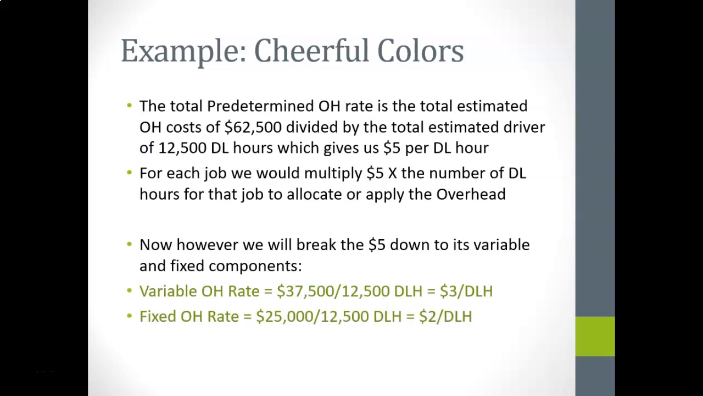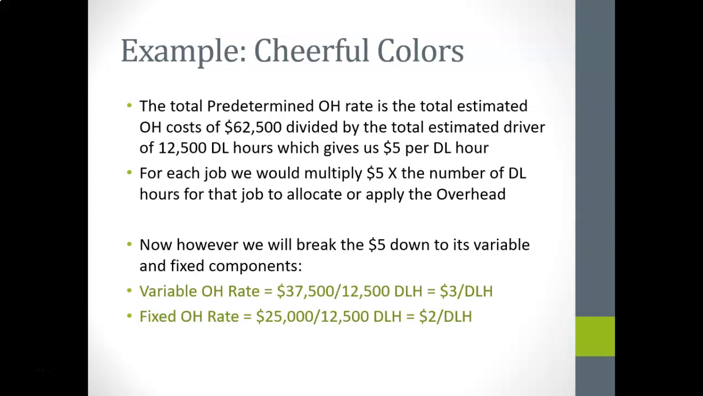So the total predetermined overhead rate that they use for applying overhead to the various jobs is the 62,500 total overhead estimated cost divided by the 12,500 direct labor hours. And that gives us $5 per direct labor hour. So for each job, they would take how many direct labor hours that month for that job, multiply it by the $5, and they would credit overhead, debit work in process, and put that amount also on the job cost sheet, just like we did in Chapter 4.